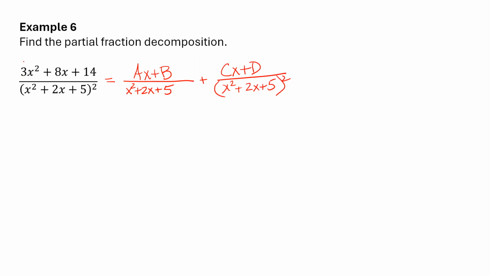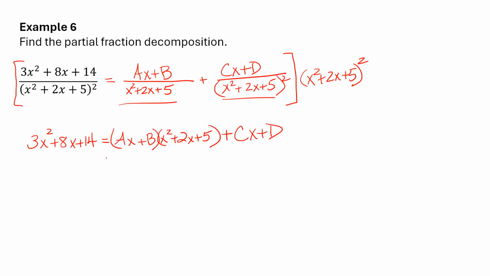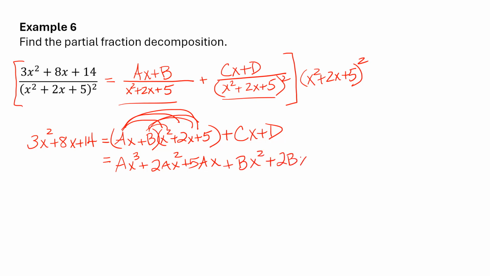All right, I'm going to do just what I did last time, which is multiply the whole thing through by the common denominator, which is x squared plus 2x plus 5, quantity squared. So I'm going to multiply everything out up here. I've got to use the distributive property. I've got to do the a and the b, so I'll have ax cubed plus 2ax squared plus 5ax, and then I do the b's, so I'll have bx squared plus 2bx plus 5b, and then I've got my cx plus d.